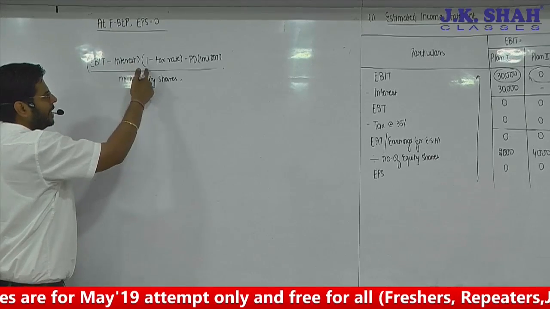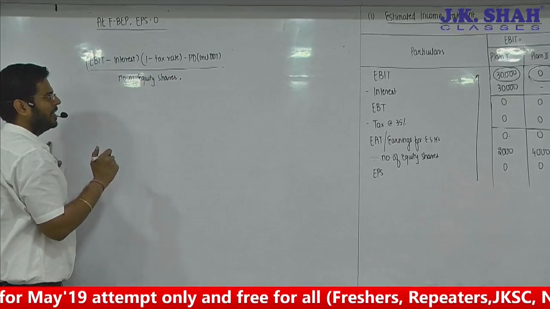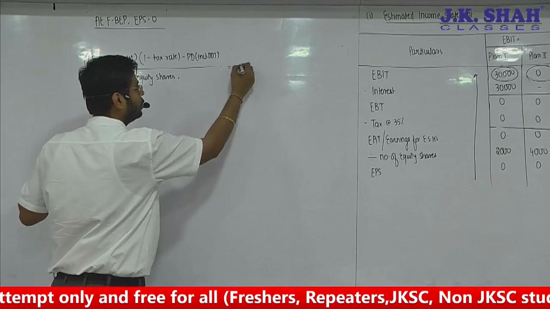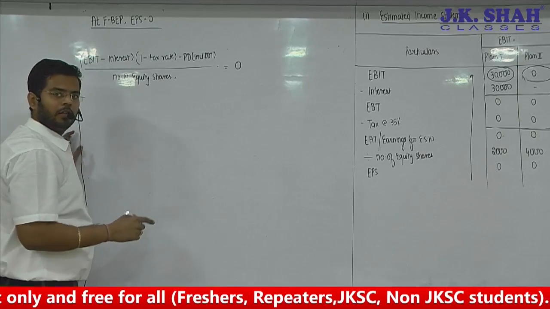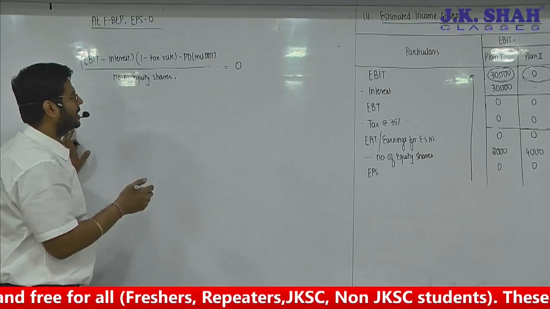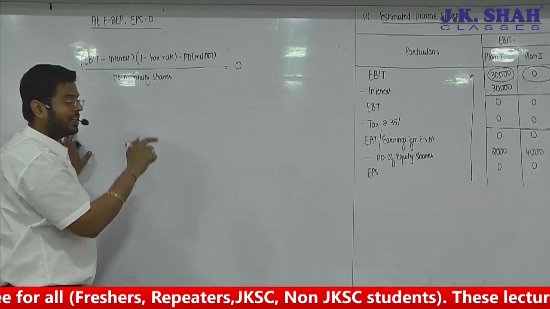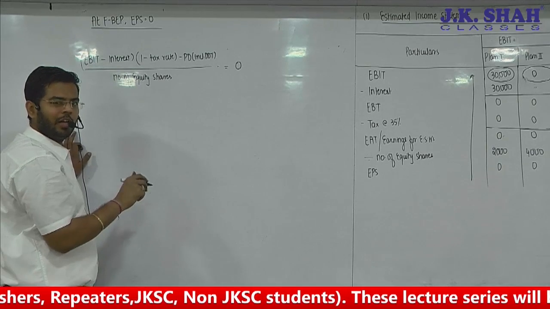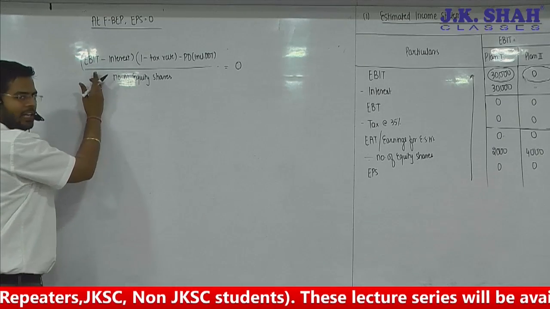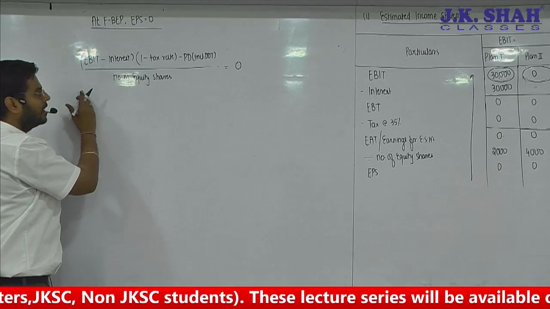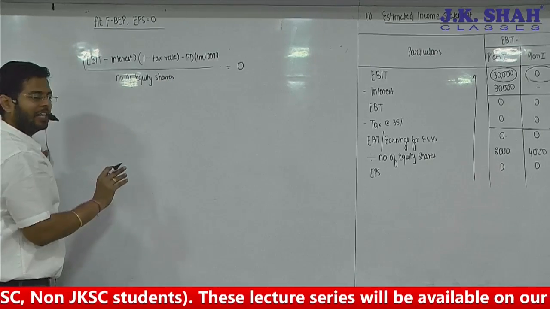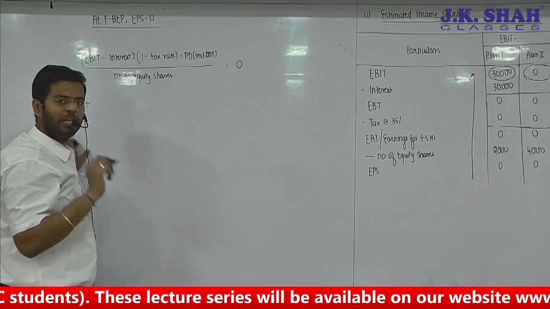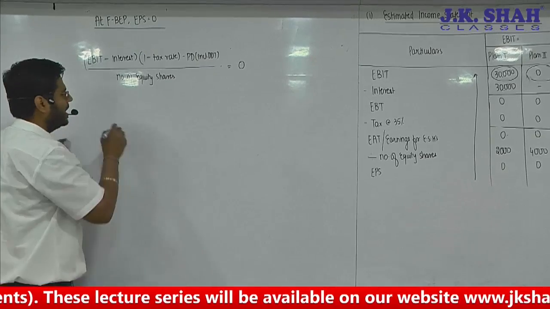EBIT minus interest into 1 minus tax rate minus the preference dividend including DDT by number of equity shares. This answer you want to be 0. So let's solve it. And what is the objective here? In this equation, what are we supposed to find? That EBIT where I get this answer 0. So what I like to do is, this EBIT, I'll keep it onto the left hand side and I'll bring everything onto the right hand side. That EBIT once calculated will be technically termed as FBEP. Okay? Okay, so let's understand now.